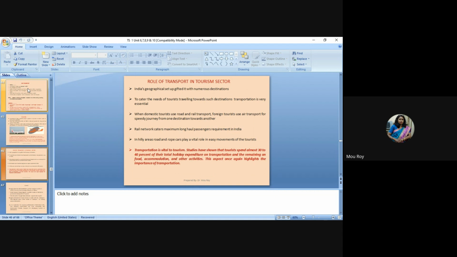Role of transport in tourism in India. We all understand that transportation is very important to tourism. Studies I saw recently, about 6 months ago, have shown that tourists spend almost 30 to 40% of their total holiday expenditure on transportation, and the remaining on food, accommodation, and other activities.